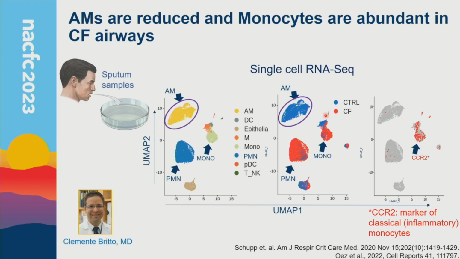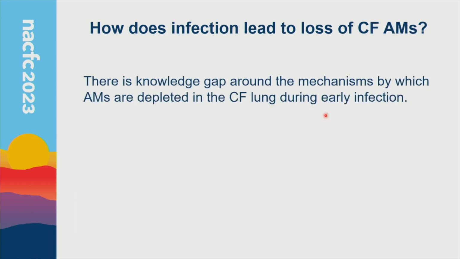And in our group, most interestingly, we have shown that increased recruitment of these monocytes in CF mouse models has led to irreversible lung damage. Which is why it is very important to study the depletion of alveolar macrophages in early stages. So we were curious to know how this infection leads to loss of CF alveolar macrophages. What are the mechanisms involved behind it?